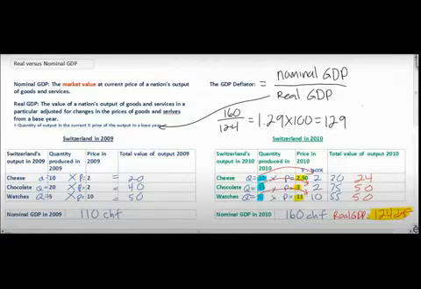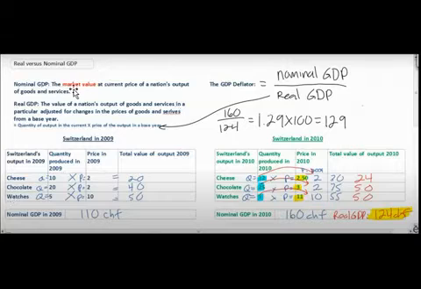Say for instance, meron tayong tatlong products na napoproduce within that particular year. Meron tayong cheese, meron tayong chocolate, at meron tayong watches. First, tingnan natin kung ano ba ibig sabihin ng nominal GDP.